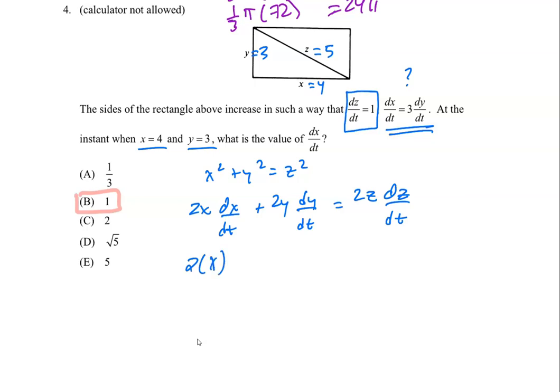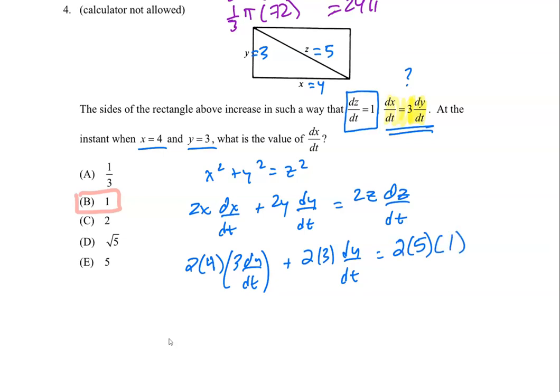X is 4. Why did I not write? X is 4. What is dx dt? So look through all your stuff. What's dx dt? dx dt equals 3 dy dt. Yeah, which is like weird, but I'm going to go with it. So I'm just going to say, okay, times 3 dy dt. Okay? Plus 2 times y times dy dt, which I don't know, equals 2 times z is 5, times dz dt, which is 1.